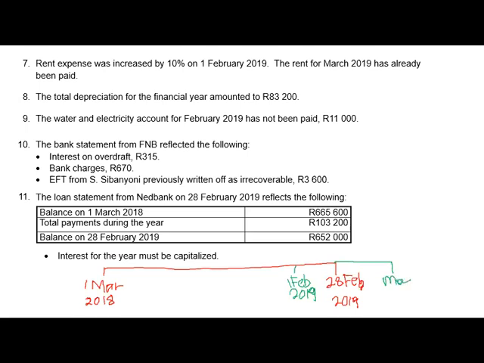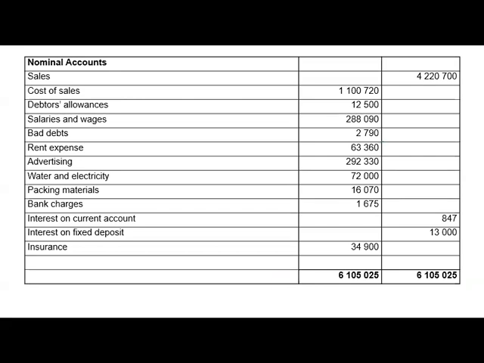So I have March 2019. Rent for March 2019 was paid. That means this rent is already included in the rent expense we have paid. So rent for March is already in that 63,360, and we need to take it out.